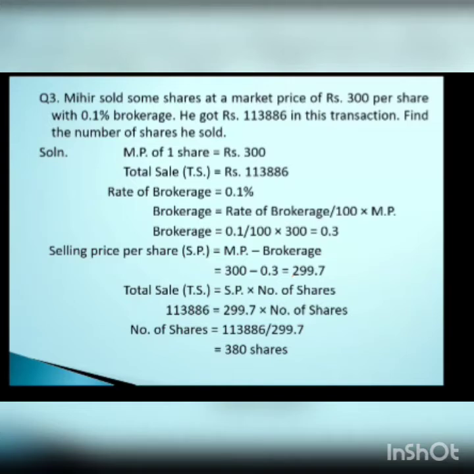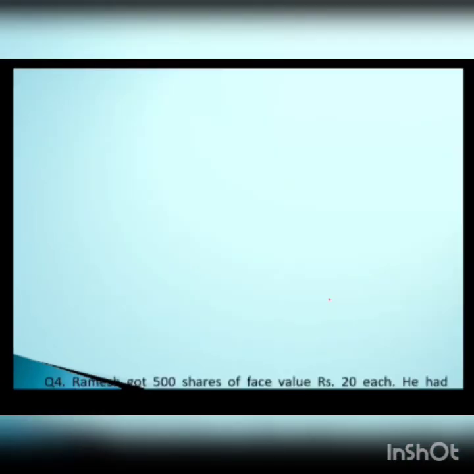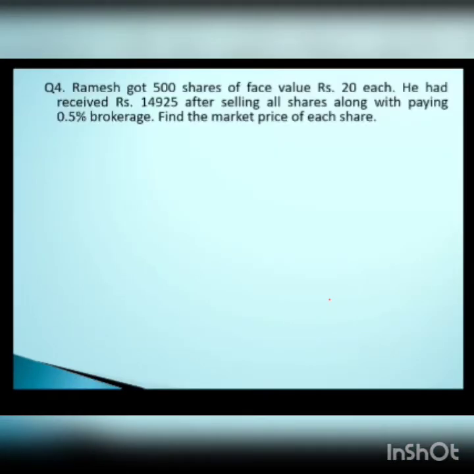So we'll just go ahead after this and let's see what is the next question. The next question, question number 4, we are going to look at here. So इसमें हम लोग को market price निकालना है. So we have been given that Ramesh is a person who is having how many shares? 500 shares. All right, number of shares 500 दिया.